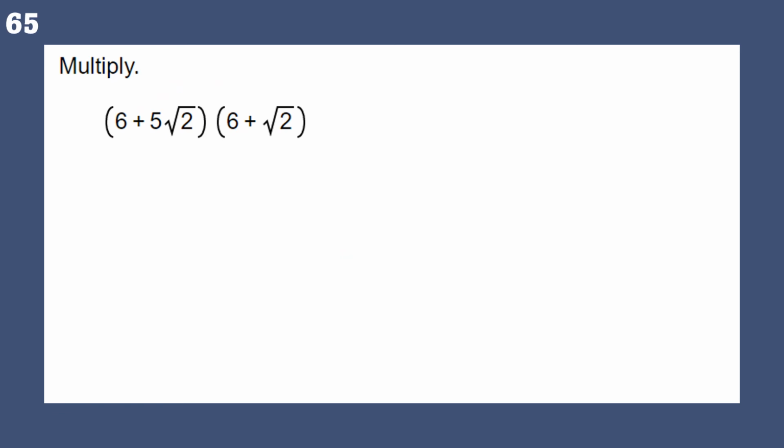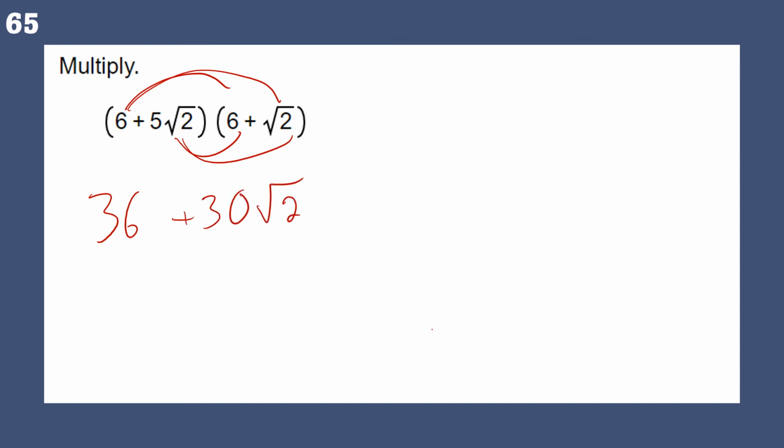Multiply. Now, these aren't too bad, but we're going to have to multiply just like we do with binomials with variables. We're going to have to FOIL them. So first it's 6 times 6 is 36, and then 5 times 6 is 30, and we just leave the square root of 2 in there, okay? And then we have 6 times square root of 2, so that's plus 6 square root of 2. And then lastly, we go 5 times the square root of 2 times square root of 2, which is the square root of 4.